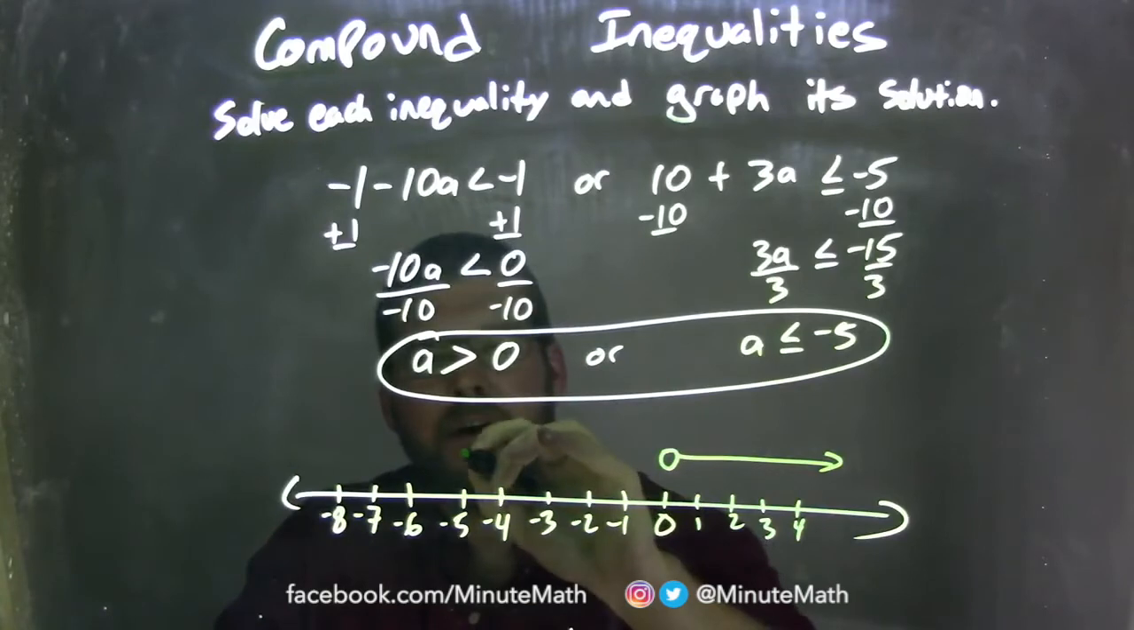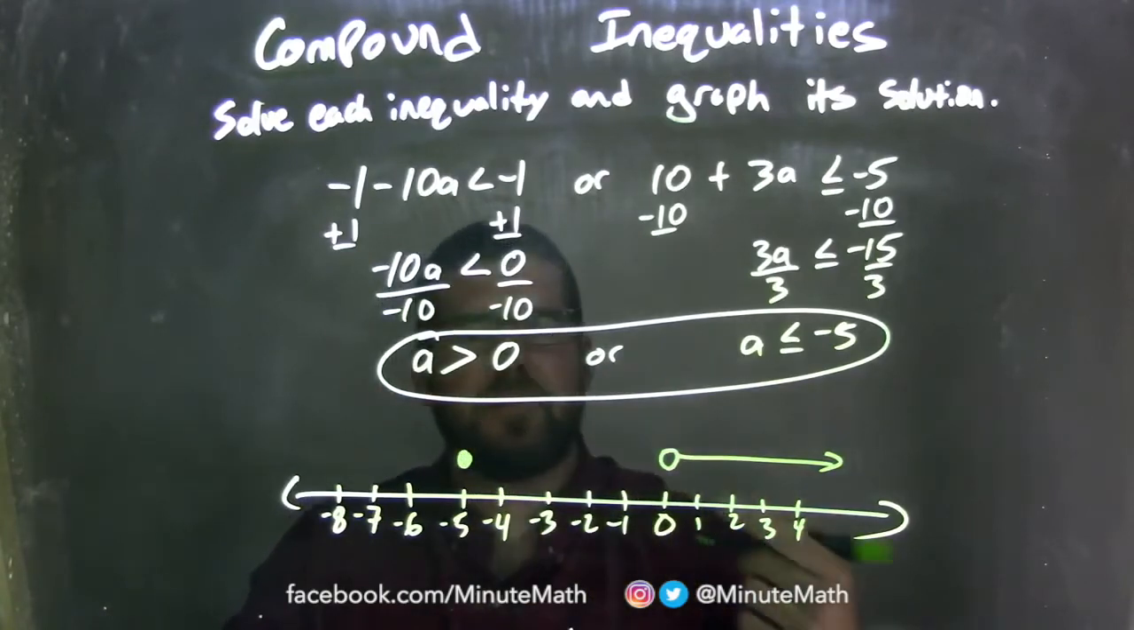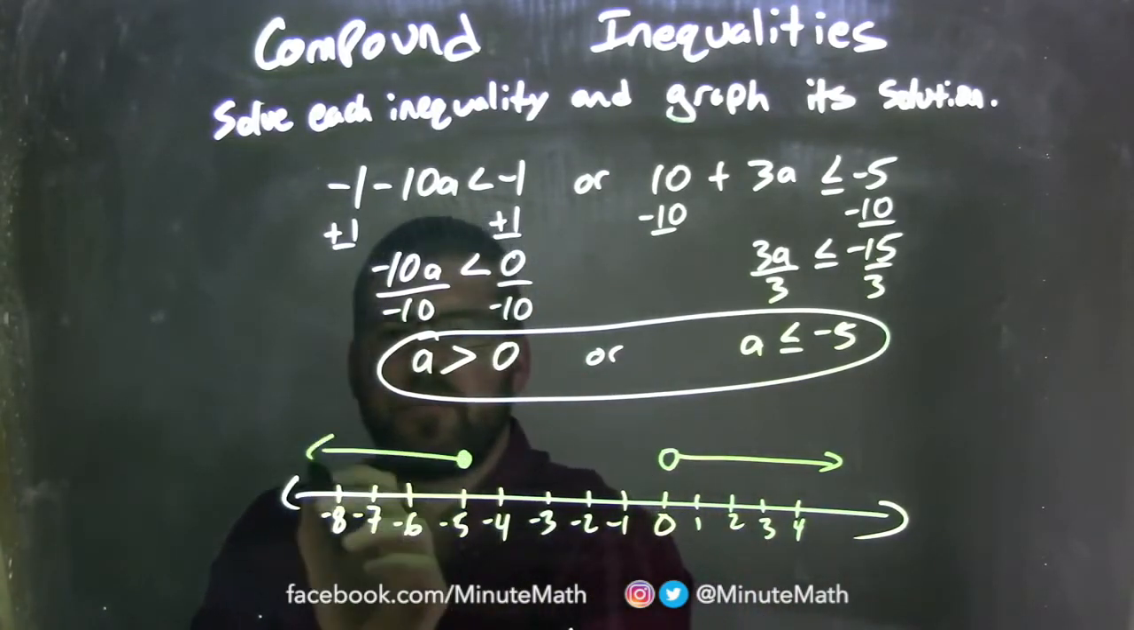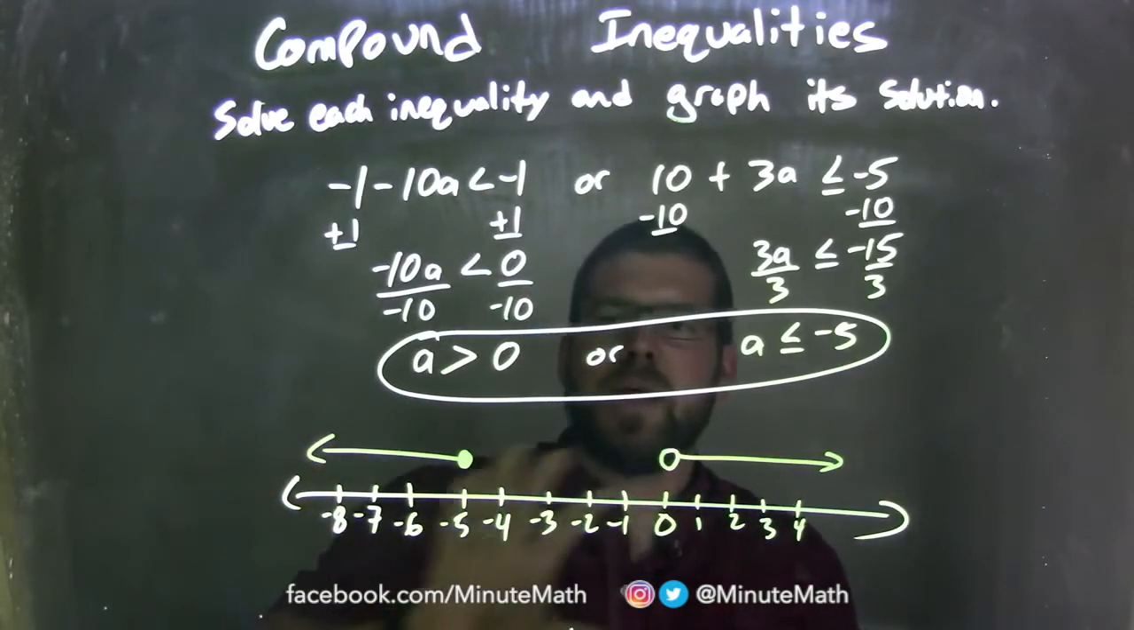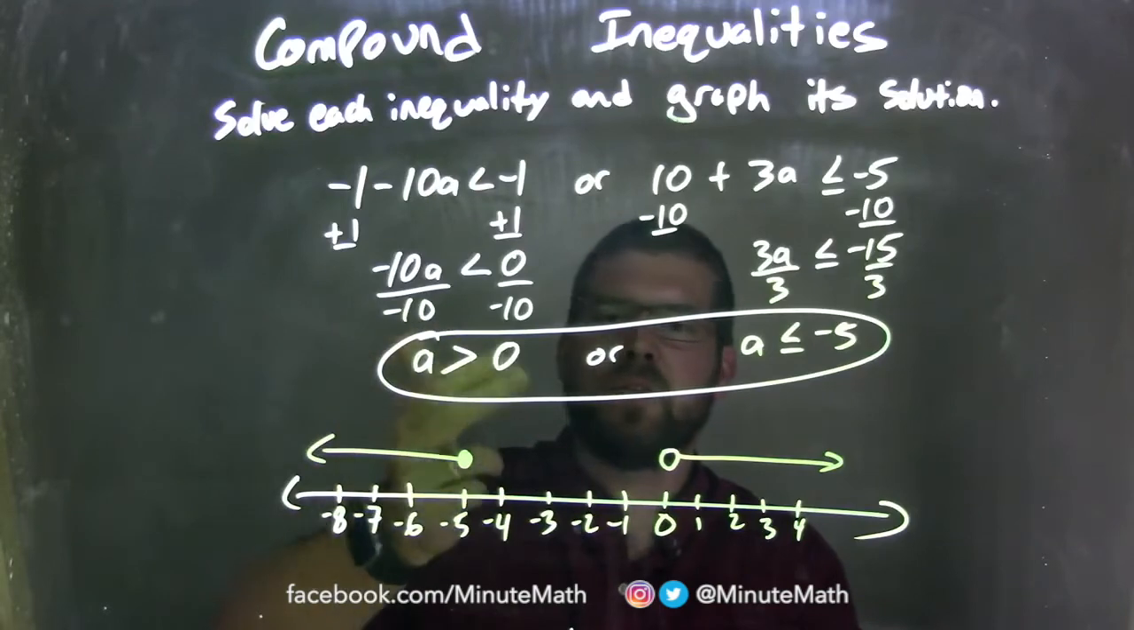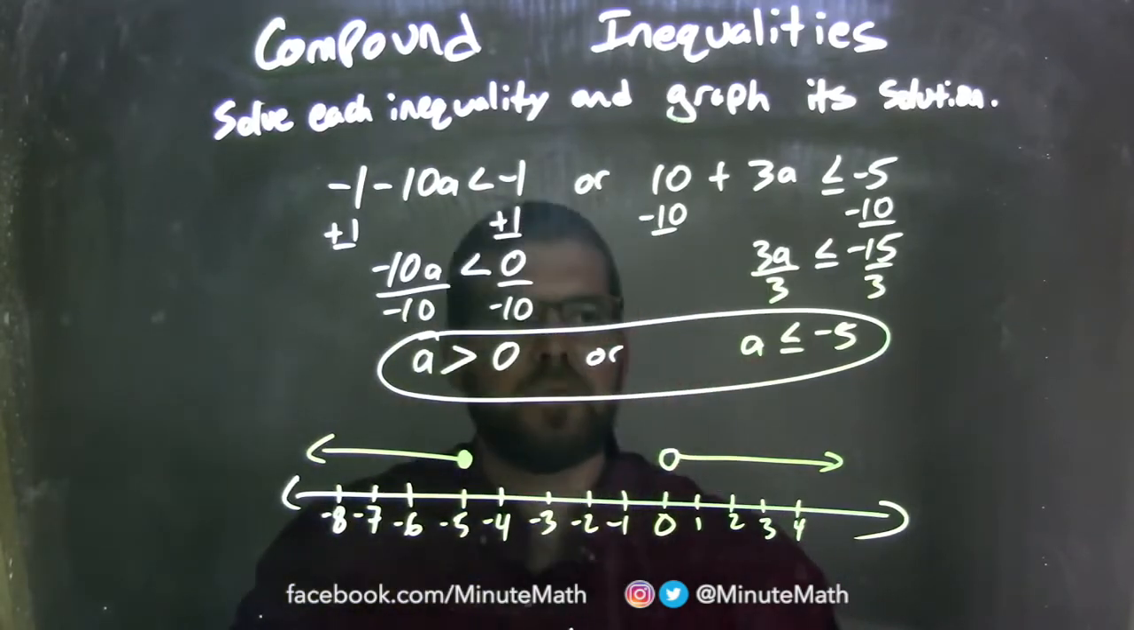Since it can equal negative 5, I have a closed circle there. And since it's less than, I'm going to put my arrow to the left right there. So now my graph has my two parts, matches my or statement above, which is a is greater than 0, or a is less than or equal to negative 5.